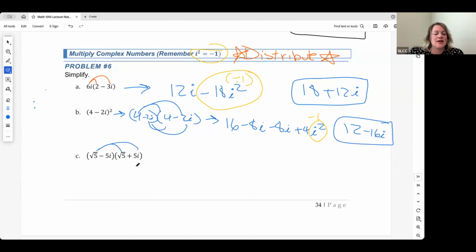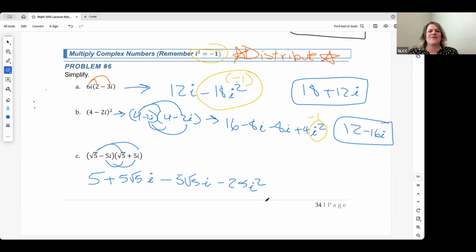We've got one more to do. Once again, distributing. So this would be root 5 times root 5. So root 5 squared. So that undoes each other, and you're just left with 5. And then plus 5 root 5i. And then you distribute the negative 5i. So negative 5 root 5i. And then minus 5 times 5 is 25. And i times i is i squared.